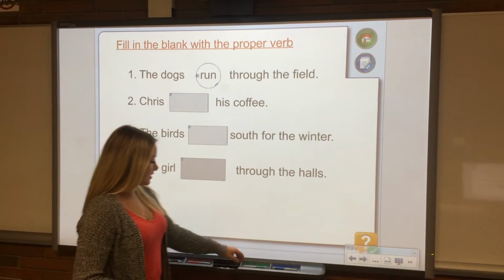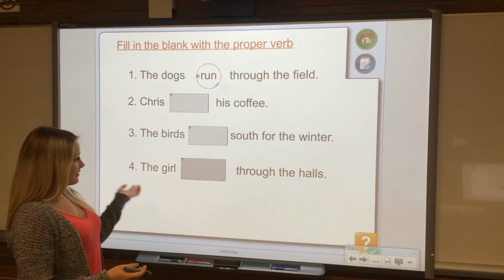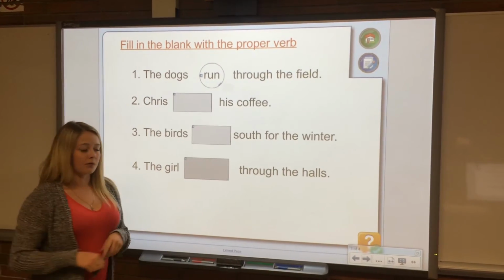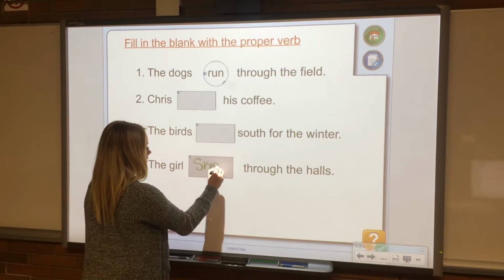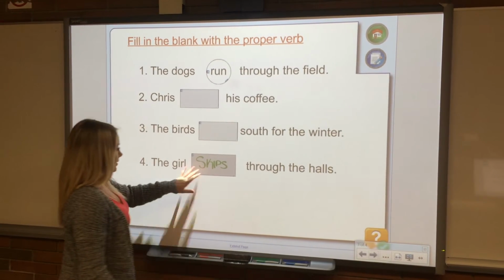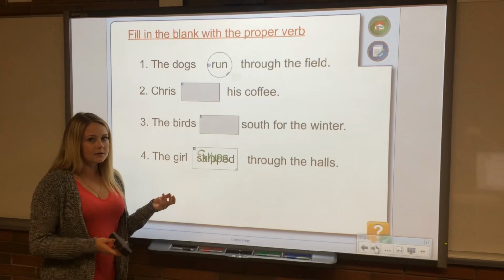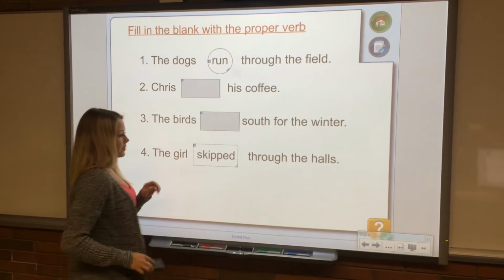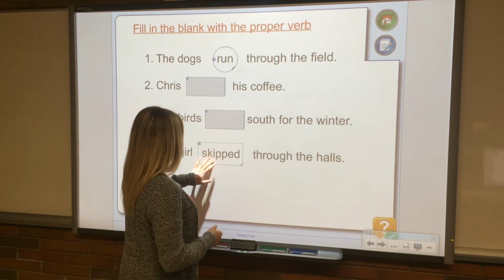Same thing for these ones here. They can come up, choose a different color. We could say this one here, number 4, the girl blank through the halls. So we can put, the girl skips through the halls. And if I want to show a different tense, I can erase this and put skipped, and thus you can explain the different tenses for the verbs as well.